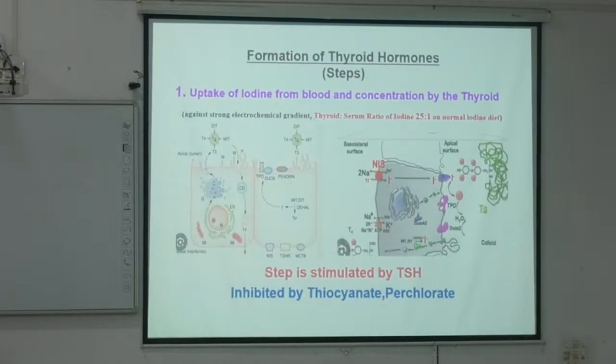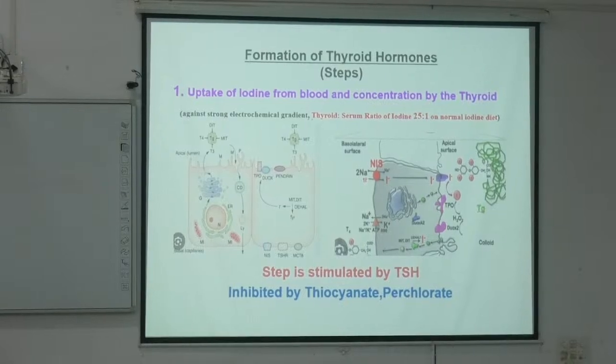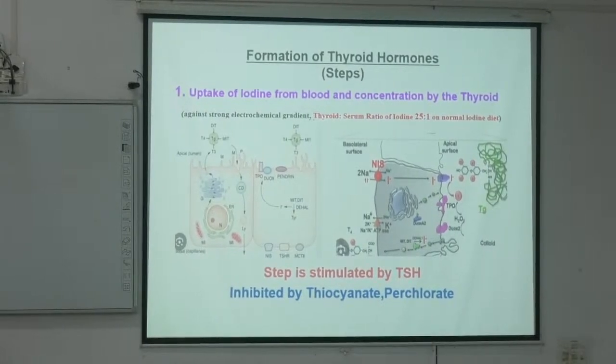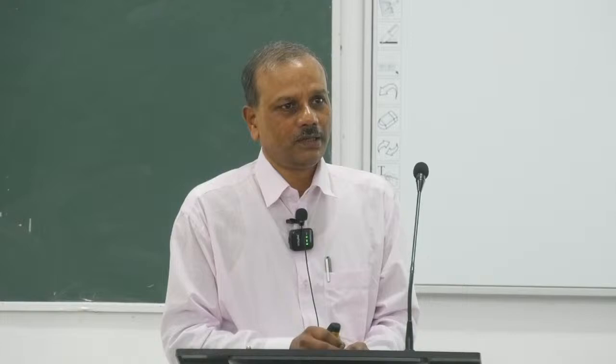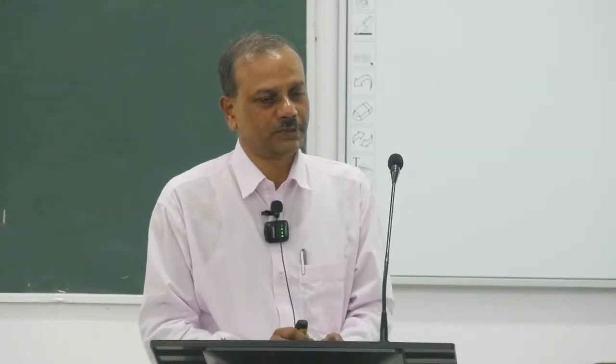So formation of thyroid hormone, first step, as I told you, is uptake of iodine from blood and concentration by the thyroid. Iodide is taken up by the thyroid gland against a strong electrochemical gradient, because the concentration of iodine in the blood is less, and the thyroid gland can take up iodine very avidly through the sodium iodide transporter, and the concentration of iodine within the thyroid is 25 times more than what is present in the serum in a normal dietary supply.